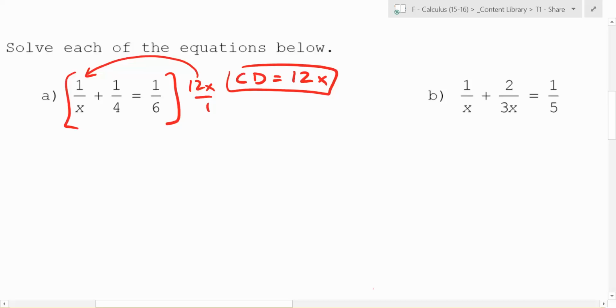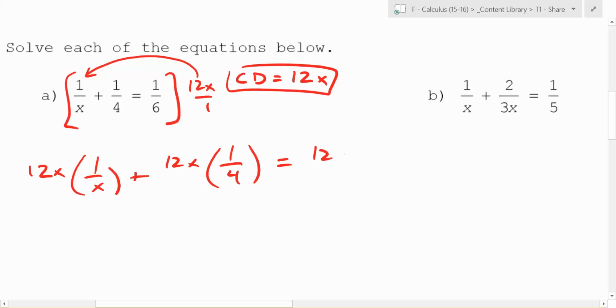So that's going to be 12x times 1 over x. That's going to be 12x times 1 over 4. And that's going to be 12x times 1 over 6. You have to multiply everything by 12x. That's nice and helpful. Why? Can someone tell me what happens to the first term? 12. It becomes 12, yeah.